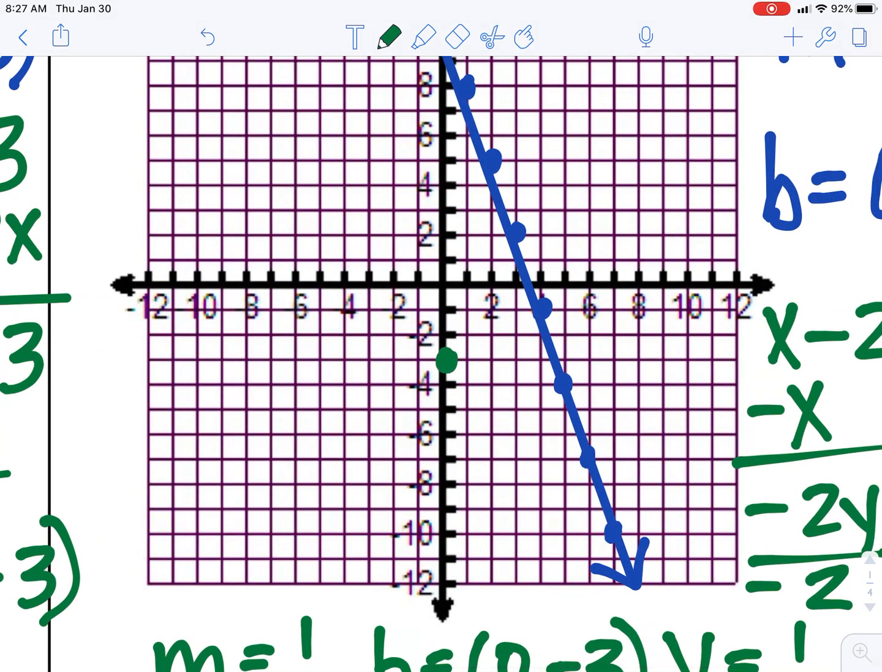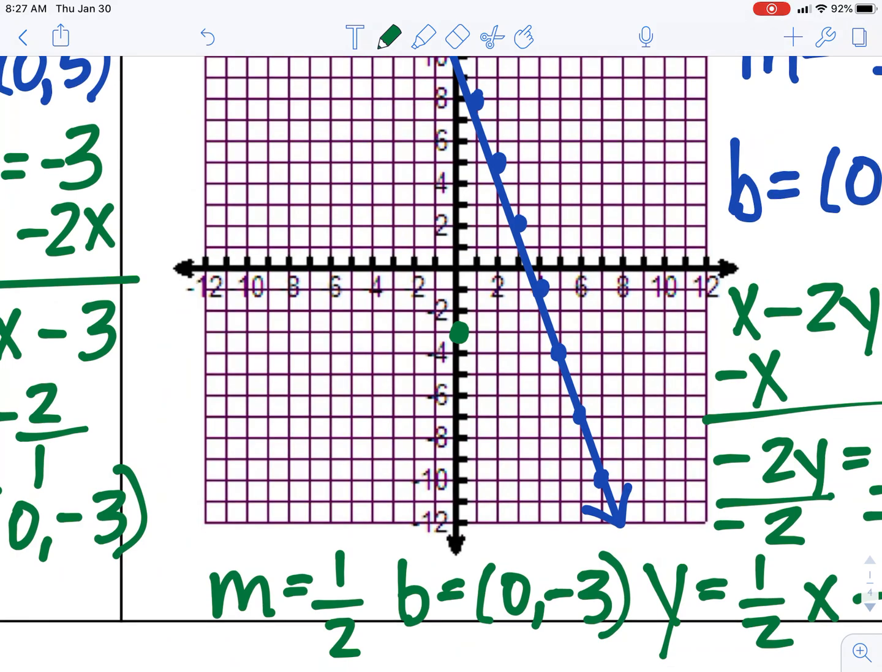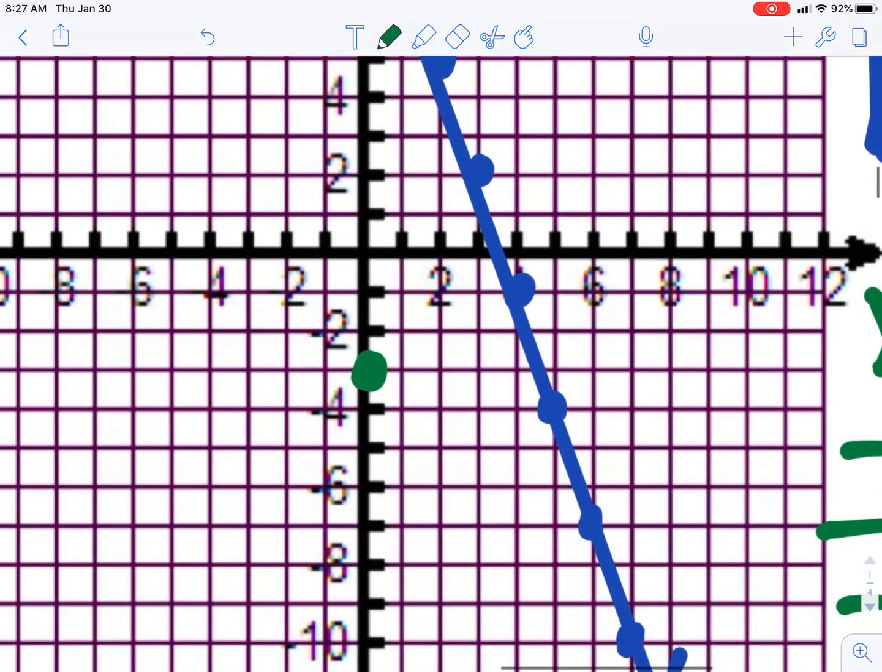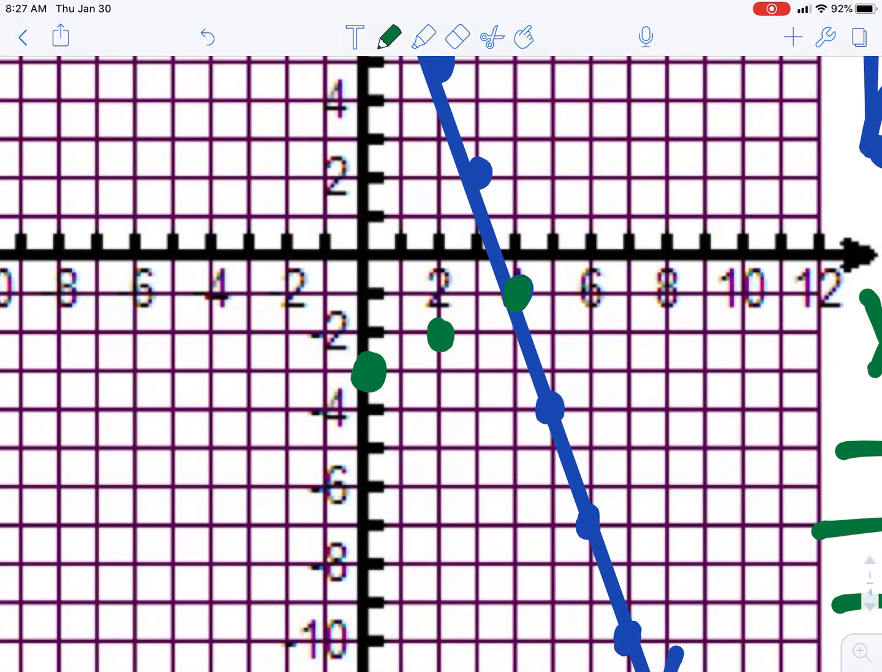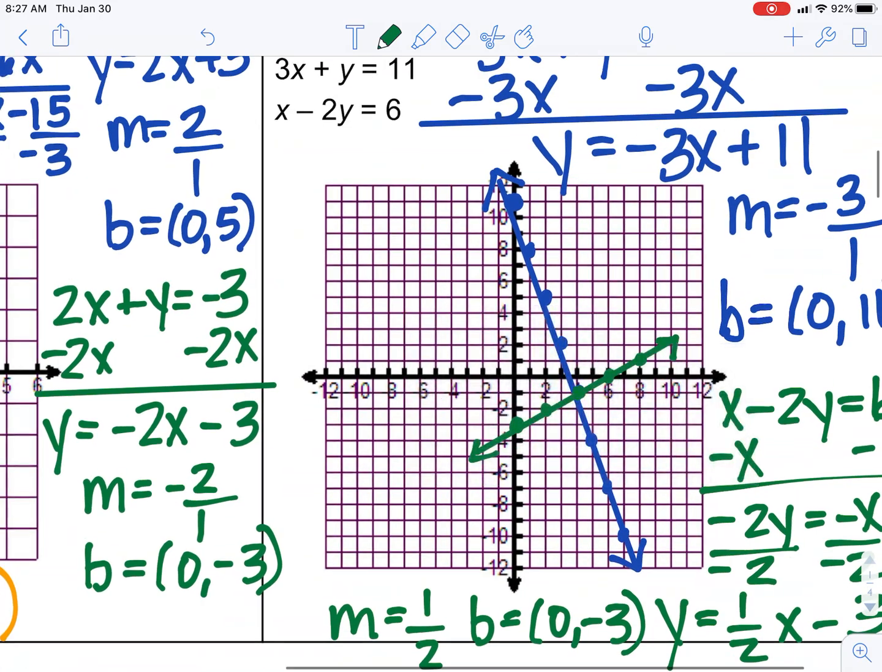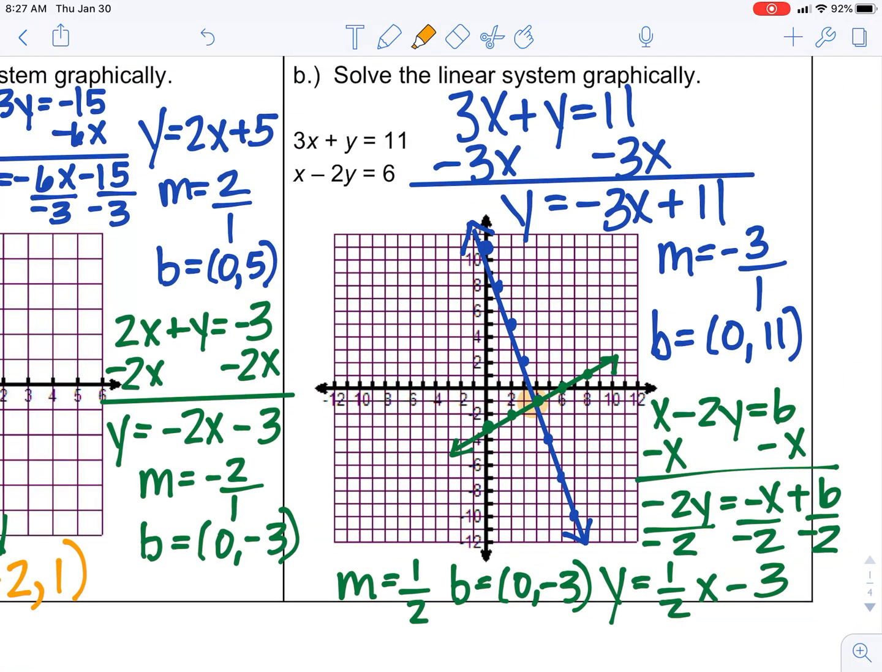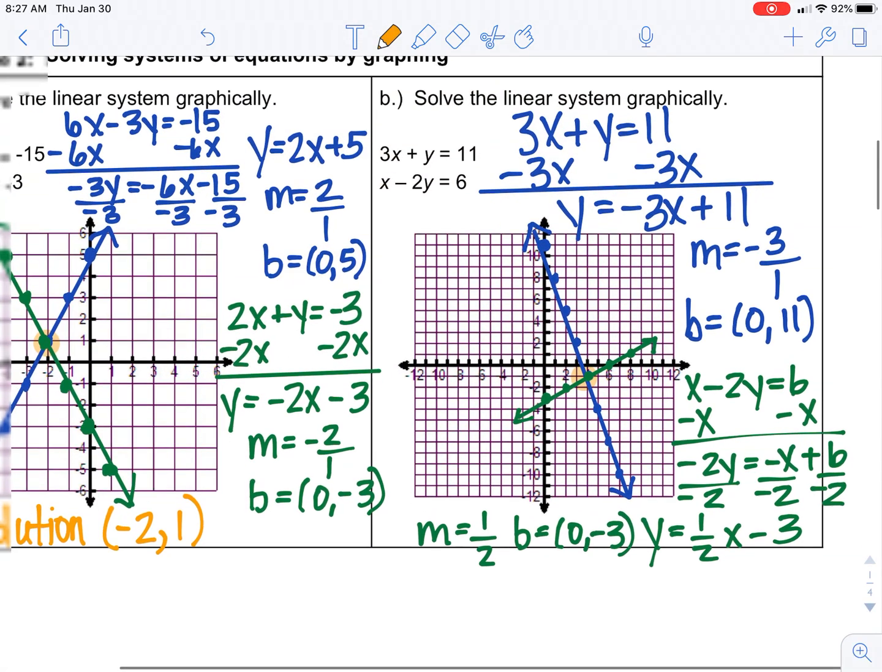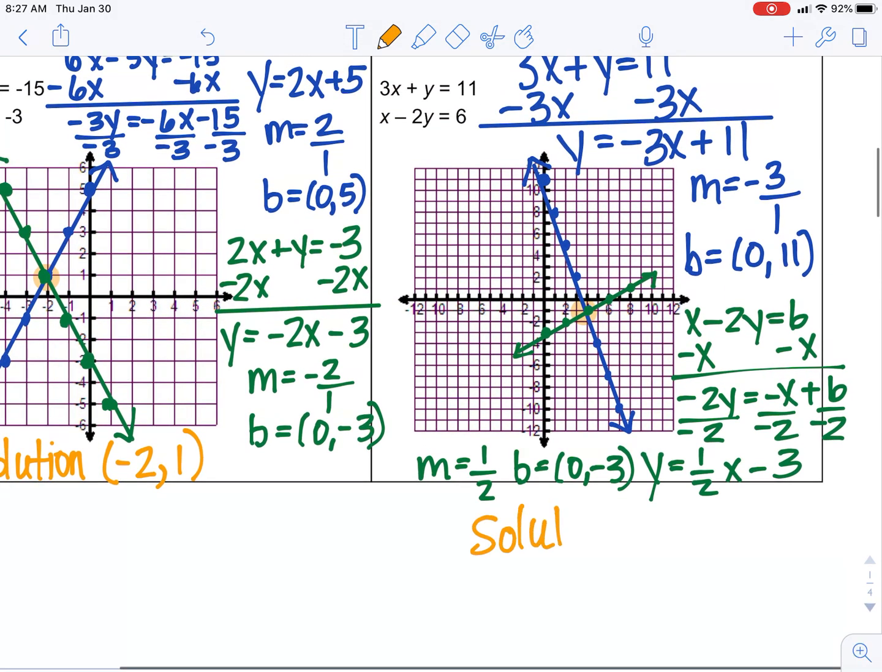Down from the origin 3 spaces, I have my y-intercept, and I'm going to go up 1, right 2. I'm going to do this until I have enough points that I've made a connection to my other graph, or my other solution. And I've done that. And so I can see the point at which they intersect is 4, negative 1. So my solution to this system is 4, negative 1.